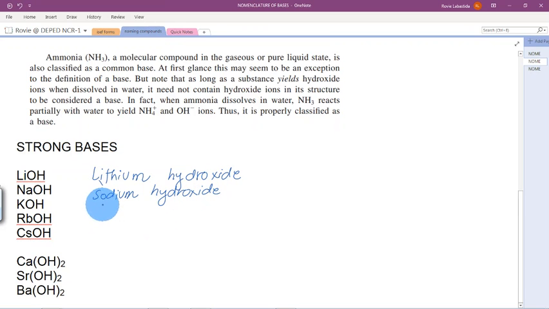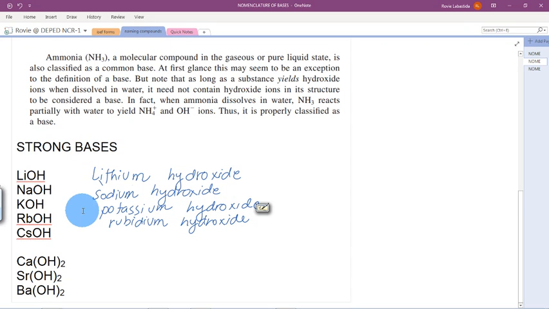Okay. How about KOH? We have potassium. And add the word hydroxide. How about RbOH? That is rubidium. And add the word hydroxide. And how about CsOH? That is cesium. And add the word hydroxide.